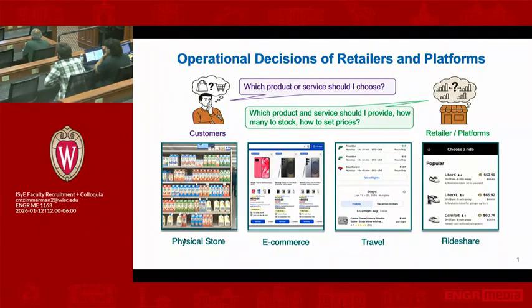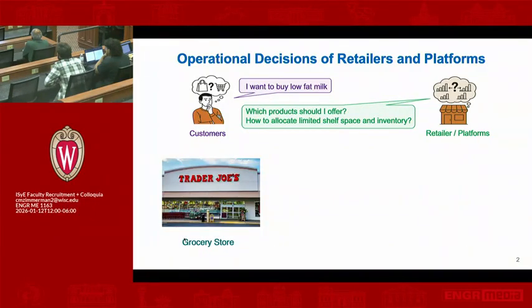Let me make this concrete using a very simple example. Suppose I walk into a grocery store like the Trader Joe's near this campus, and I think, oh, I want to buy some milk and maybe also grab some coffee or cereal on my way out. But if we consider the problem from the other side, they need to decide which products, which milk SKUs should I carry, and how to allocate the limited shelf space and inventory.